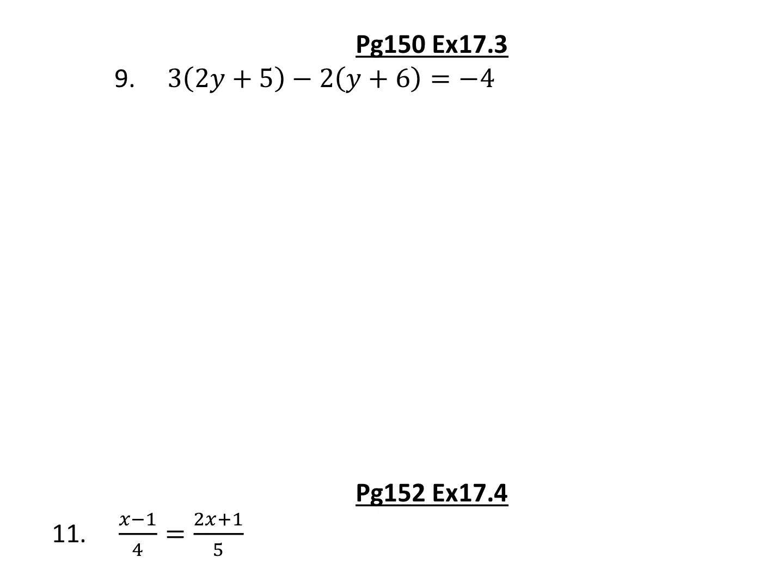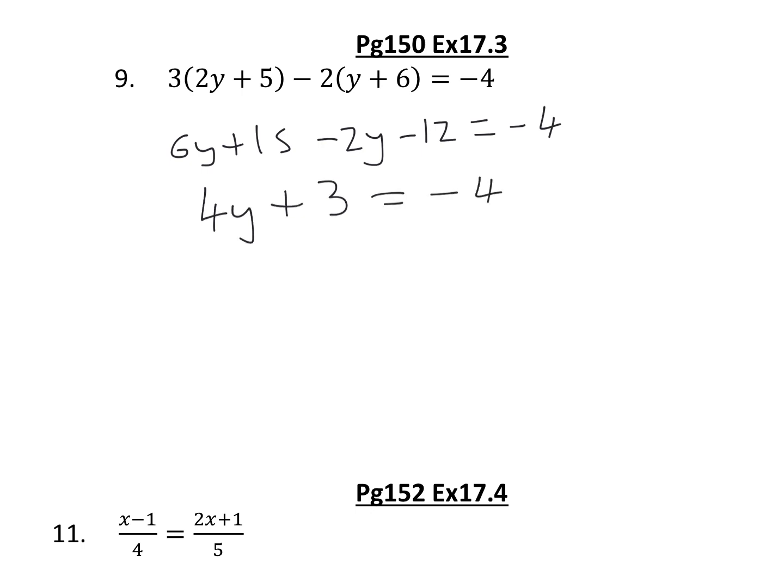Number 9. Again, expand the brackets first before we solve. So 3 times 2y is 6y. 3 times 5 is 15. In the second bracket, minus 2 times y is minus 2y. And minus 2 times minus 6 is minus 12. We can simplify the y's on the left-hand side. 6y minus 2y is 4y. Then we have a 15 take away 12, which would give you 3, and that equals minus 4.